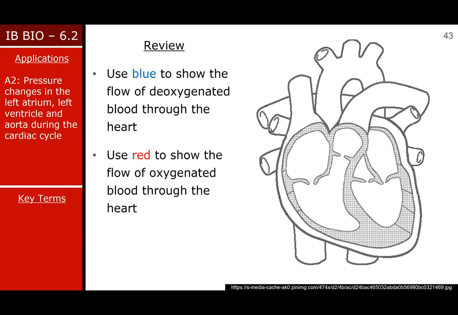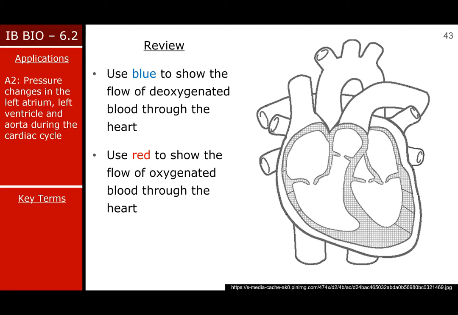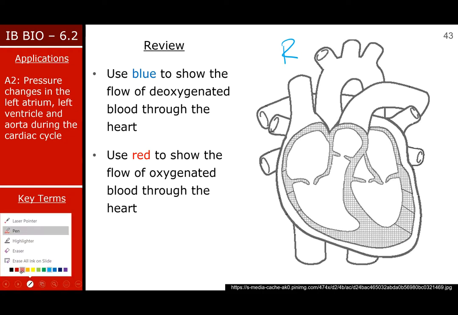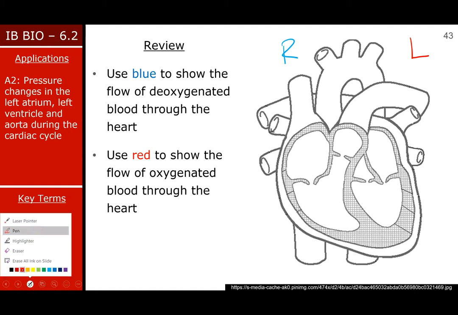So, as a review, let's make sure I have my colors. It says use blue to show the flow of deoxygenated blood through the heart. All right, let's do blue. All right, so blue is going to go through. And remember, let's just do our left and right. This looks like it's left, so it's actually right, right? And this looks like it's right, so it's actually left. And you've got your deoxygenated blood on the right side and your oxygenated blood on the left side.